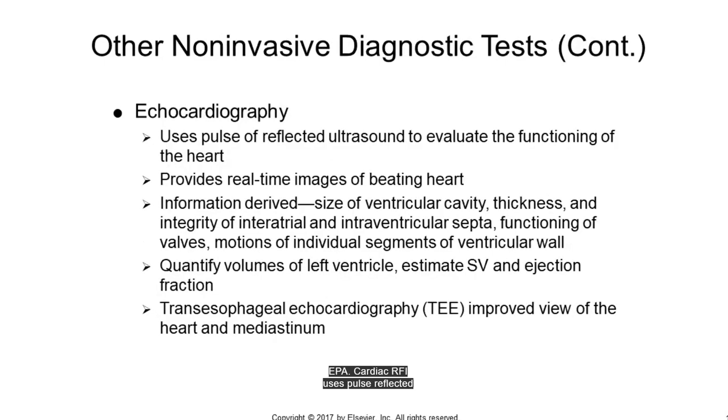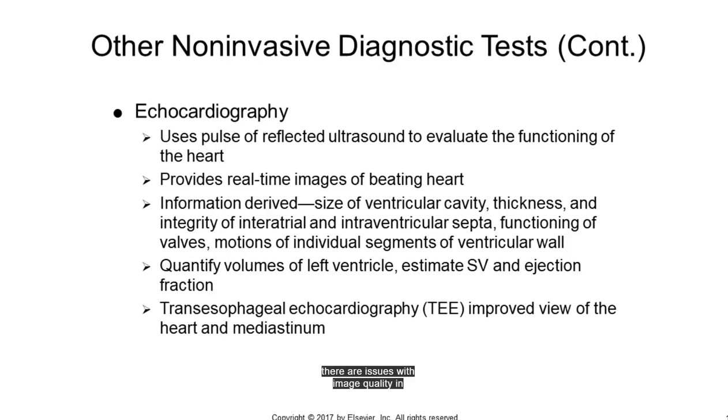Echocardiography uses pulse-reflected ultrasound to evaluate the functioning of the heart, particularly the valves, integrity of the intraatrial and intraventricular septa, size of the ventricles, and how fast the heart is beating and how much volume is ejected from the left ventricle to estimate stroke volume and ejection fraction. It can be used to diagnose such things as pericardial effusions, cardiomyopathies, mitral and aortic valve insufficiencies such as prolapse, stenosis, and regurgitation, pericarditis, congenital heart defects, and aortic dissections.